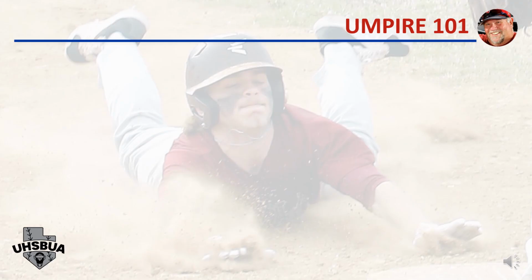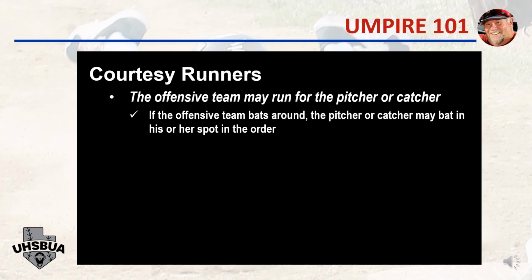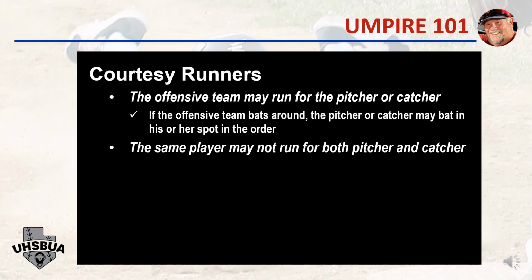NFHS rules provide for courtesy runners in states that allow them. Utah does. The rules governing courtesy runners are listed on page 68 of the baseball rules book. They are fairly straightforward. First, the offensive team may use courtesy runners for the pitcher or catcher. If the offensive team bats around in an inning, the pitcher or catcher may still bat in his or her spot in the order. Second, the same player may not be a courtesy runner for both pitcher and catcher.